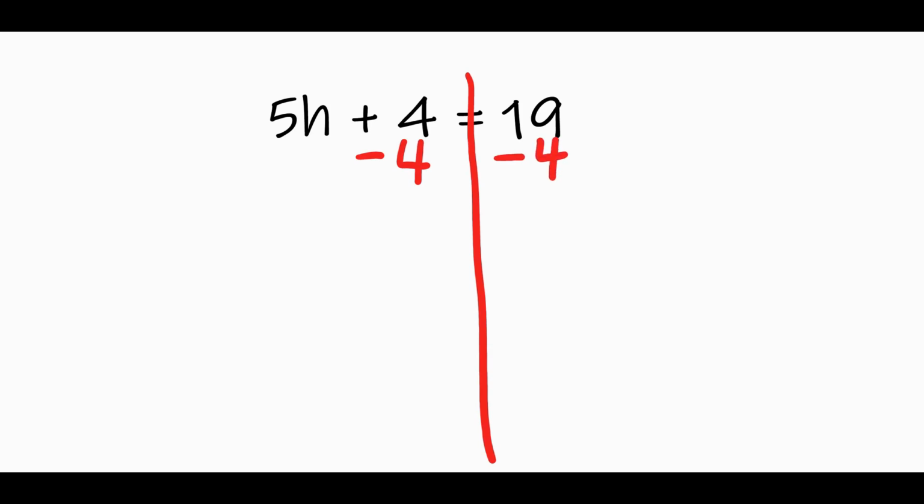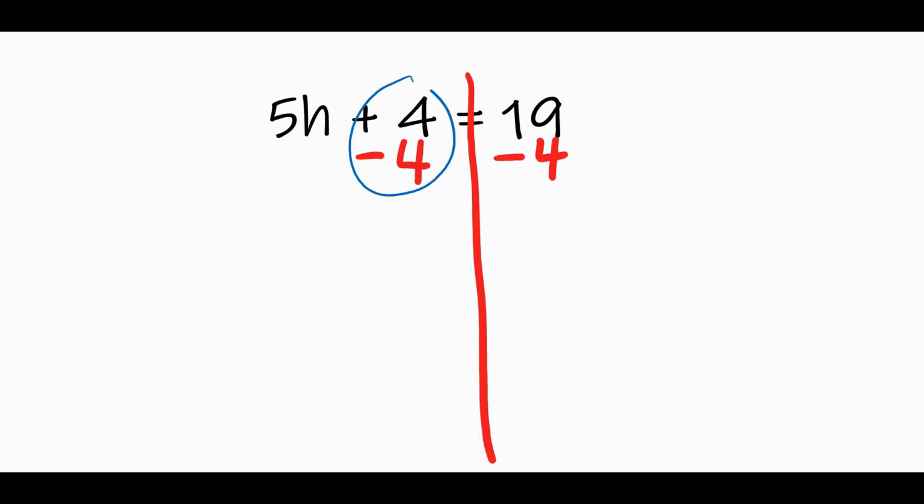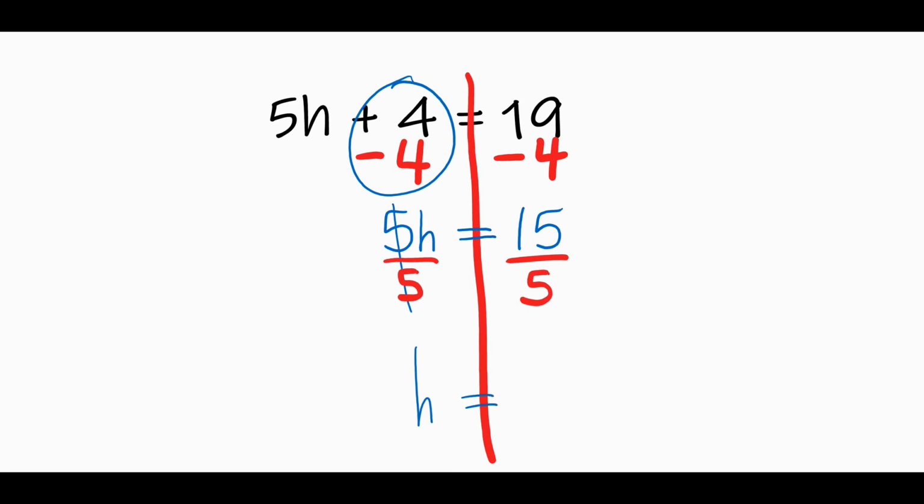So I'm going to subtract 4 on both sides. This is going to give me a 0 pair right here, a positive 4 and a negative 4. And it leaves me with 5h equals 19 minus 4 is 15. And now when they write 5 and h right next to each other, it means they're multiplying by 5. So I am going to divide both sides by 5. And my 5's reduce to 1, so I'm left with 1h, or just h equals, and 15 divided by 5 is 3. H equals 3 is my answer.